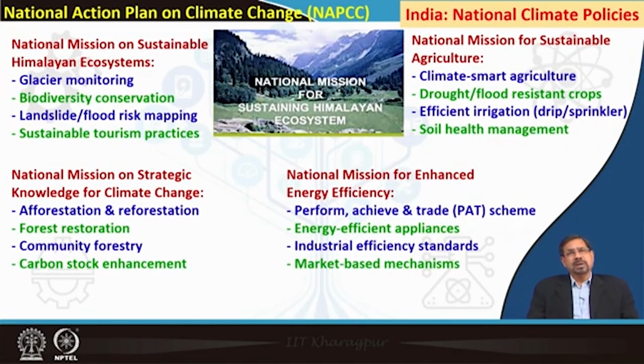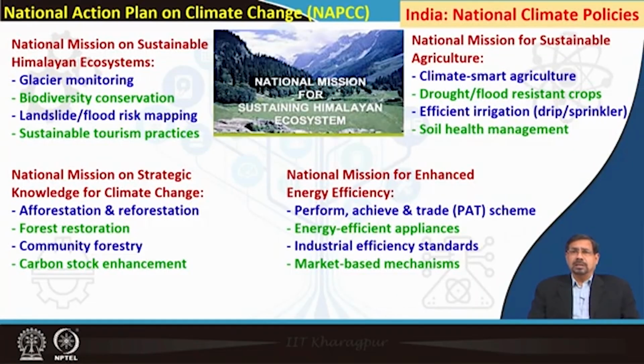Moving on to the sixth one, we have the National Mission on Strategic Knowledge for Climate Change. So, for this we need to have all this as far as afforestation, reforestation, forest community and all this is concerned. Coming to the seventh one is the National Mission for Sustainable Agriculture. So, climate smart agriculture, drought and flood resistant crops, efficient irrigation in terms of drip and sprinklers, and soil health management. So, these all fall under the sustainable agriculture because we need to do climate smart agriculture.